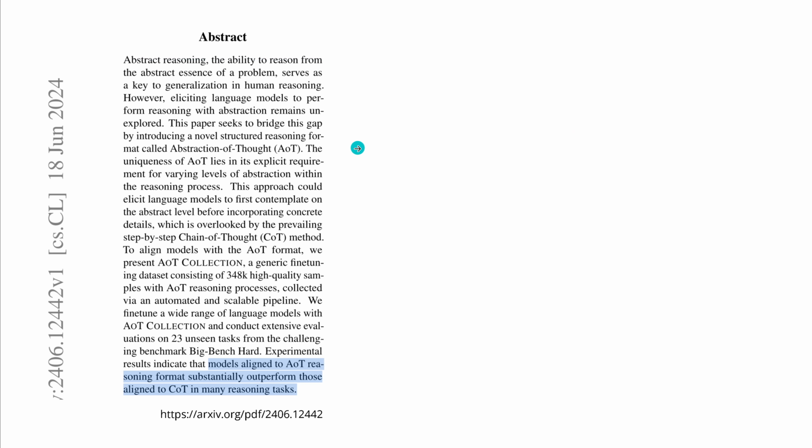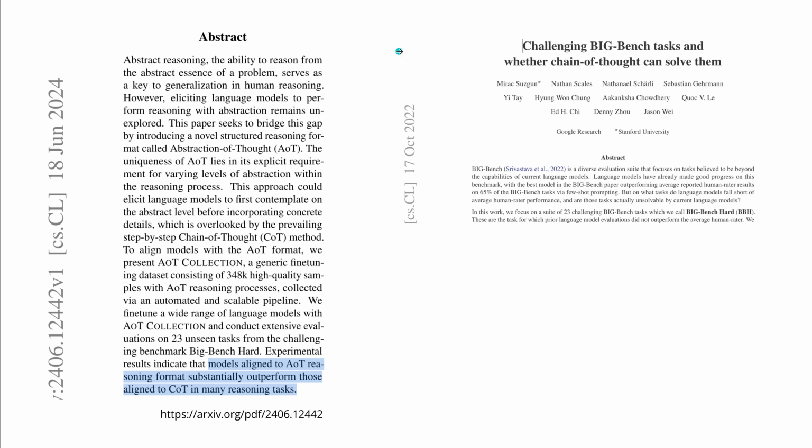Let's come to the results that the researchers found. I just want to show you the performance indicators. They say that their experimental results indicate that the models aligned to the abstraction of thought reasoning format substantially outperform those aligned to a chain of thought in many reasoning tasks. Now, let's have a closer look, because it's not really that simple, and there are a lot of beautiful things hidden in this analysis. So at first, if we want to do this, we need a benchmark.